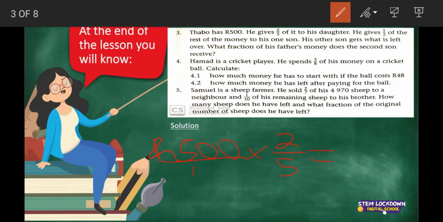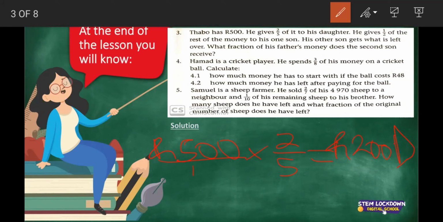So his daughter's fraction is 2/5. That's the fraction, not the percentage. We can call it a fraction or a section, a bit of money that she is getting from the father, right? So our answer will be 200. That is for the daughter, right? So the daughter will receive 200 and the remaining money will go to the first son.